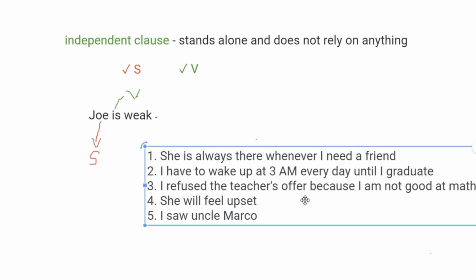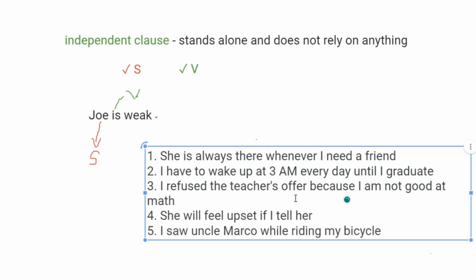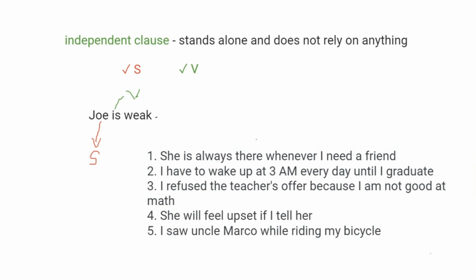Now, let's try combining these independent clauses with the dependent clauses. Combining the two clauses, we also make a complete sentence. Independent clauses can stand alone, even if we remove these dependent ones, but these dependent ones cannot. So they need independent clauses to make a complete thought, just like this. We no longer feel that something is missing.